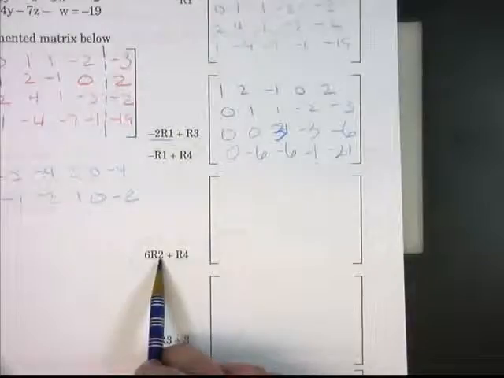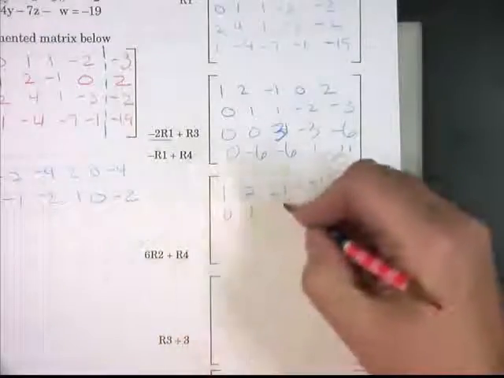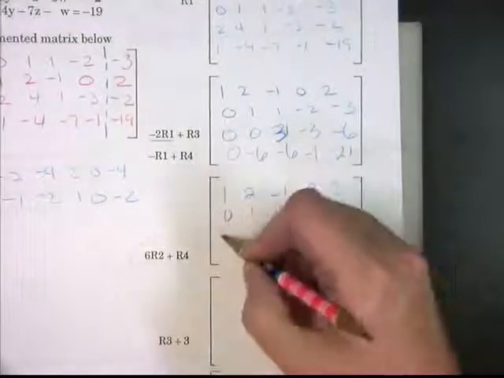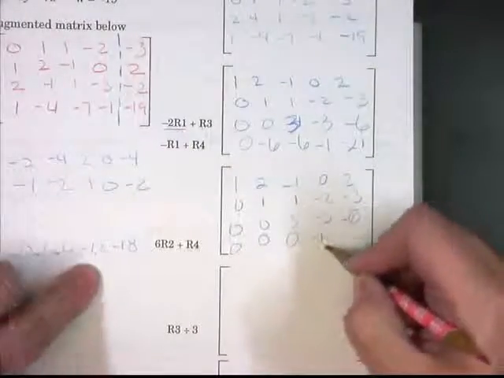All right, now it wants you to take 6 times row 2 and add it to row 4. So that means 1 is not changing. It means row 2 is not changing. It means row 3 is not changing. So 6 times row 2, 0, 6, 6, negative 12, negative 18. And do that to the row 4, we get 0, 0, 0, negative 13, and negative 39.